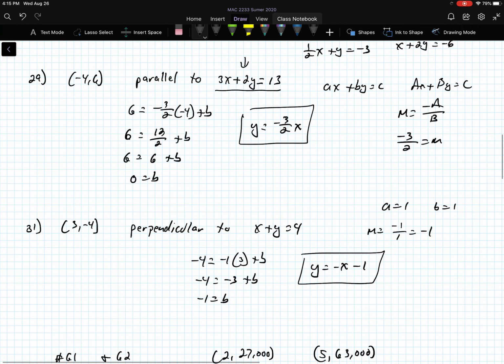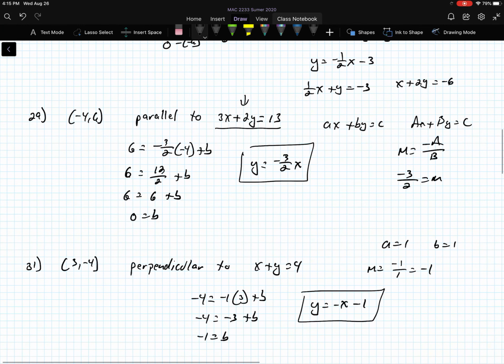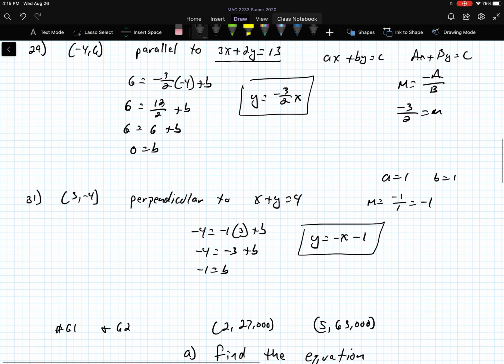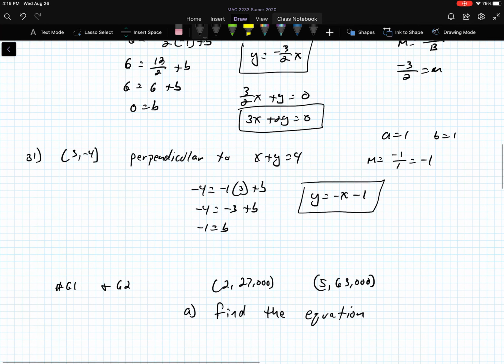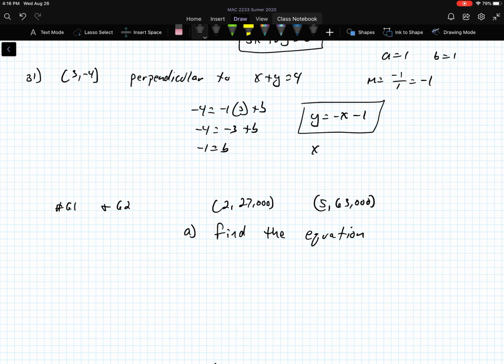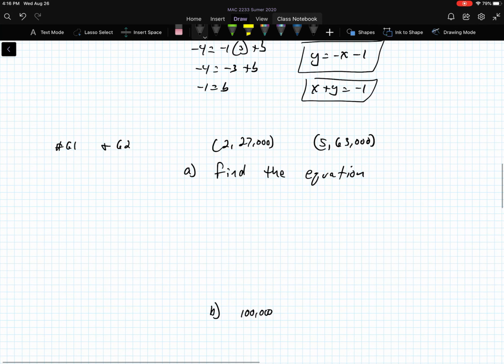Now, it has to be in standard form, so this one actually becomes -3 over 2x. So let me finish this one here real quick, I apologize. So y is equal to -3 over 2x, multiply everything by 2, so I get 3x plus 2y is equal to 0 would be the answer to that one. This one here, I'm just going to go ahead and move the x over to the other side, so this will be your final answer.